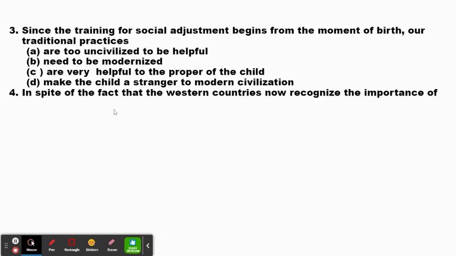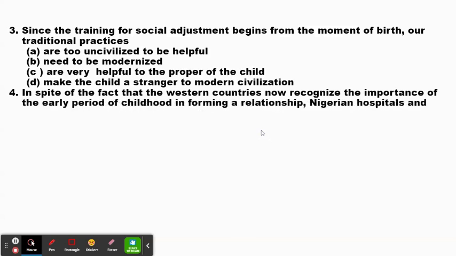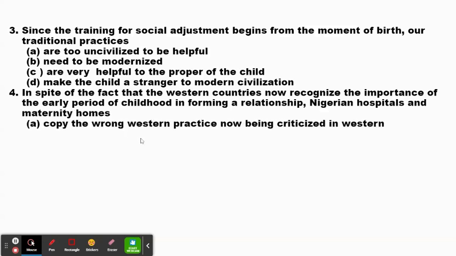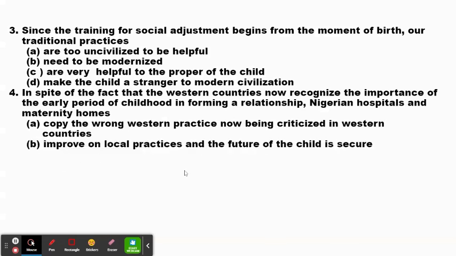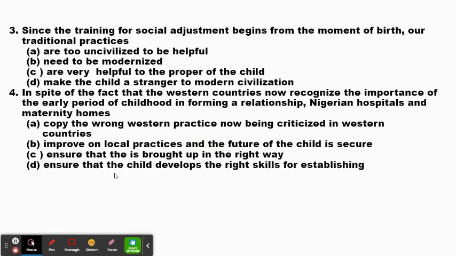Question number four. In spite of the fact that the Western countries now recognize the importance of the early period of childhood in forming a relationship, Nigerian hospitals and maternity homes, A, copy the wrong Western practice now being criticized in Western countries, B, improve on local practices and the future of the child is secure, C, ensure that the child is brought up in the right way, D, ensure that the child develops the right skills for establishing relationships.